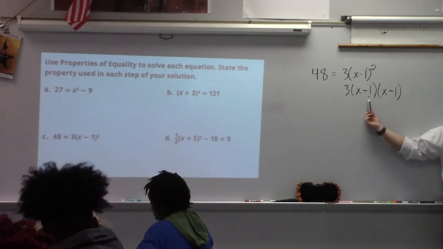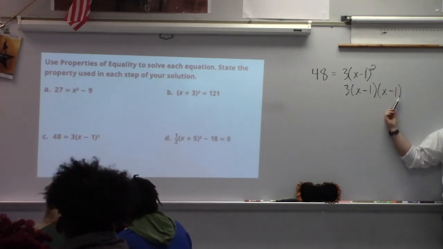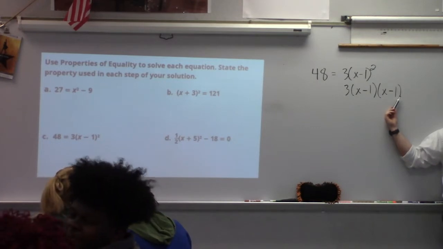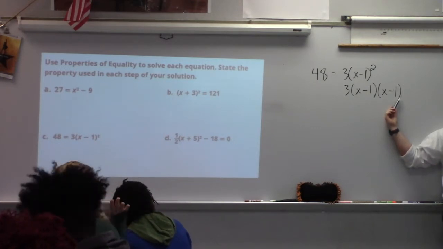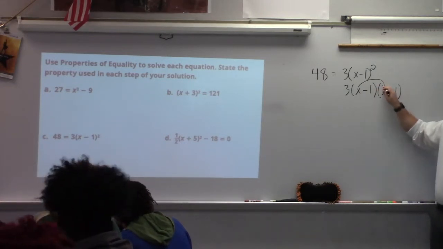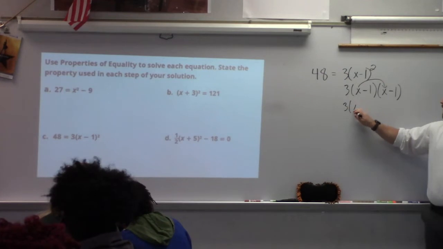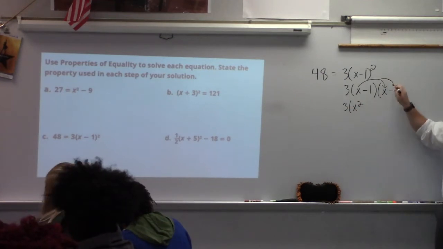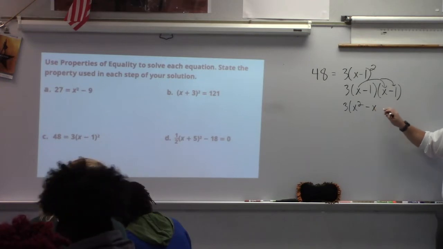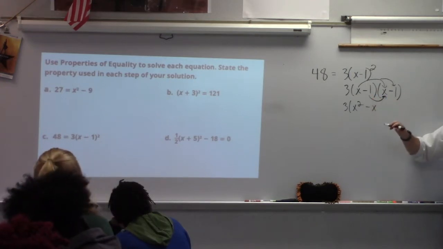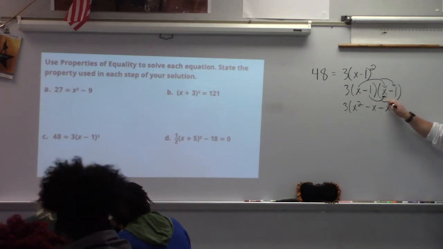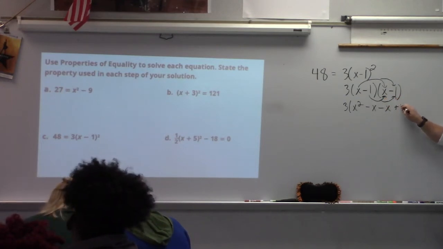And how would I multiply these? We're not going to call it foiling. It is called distribution. So x times x, x squared. x times negative 1, negative x, so minus 1x or minus x. Negative 1 times x, minus x, minus x again. Negative 1 times negative 1, plus 1.